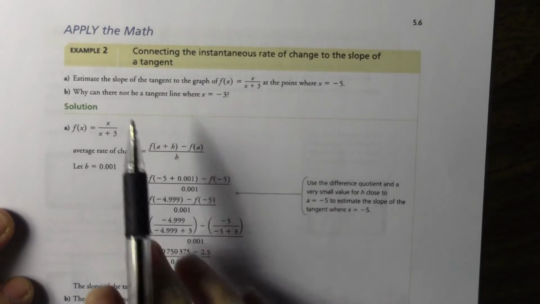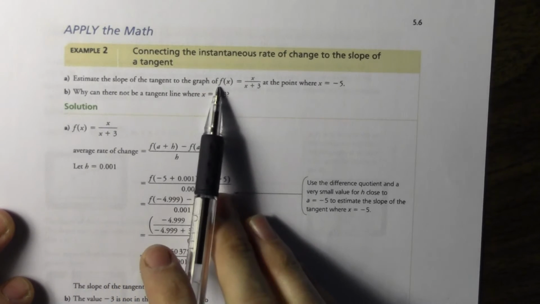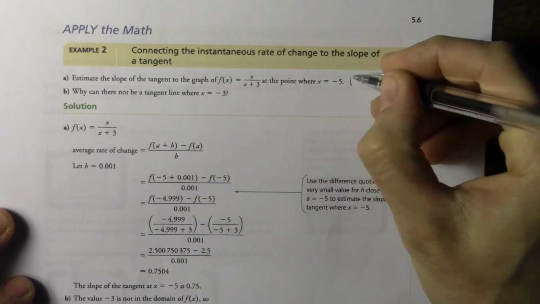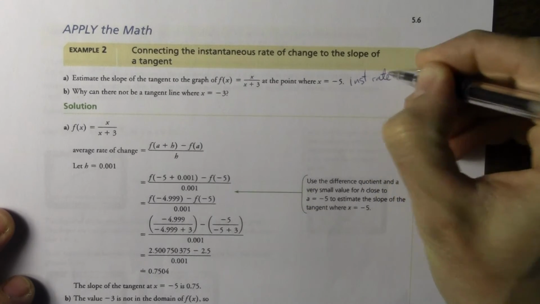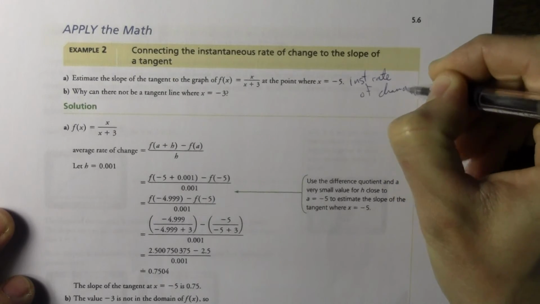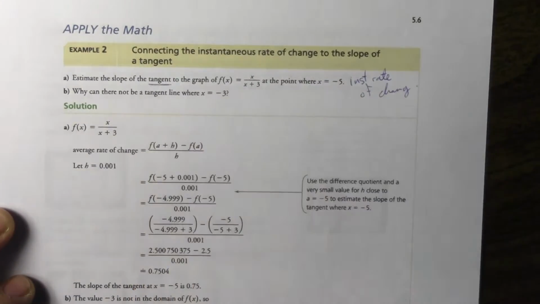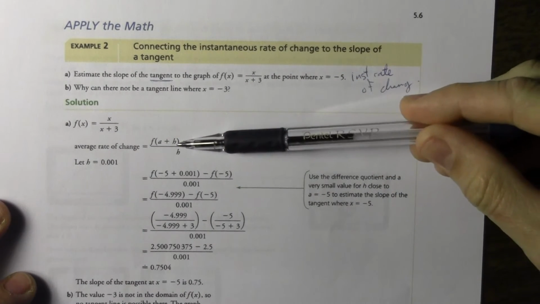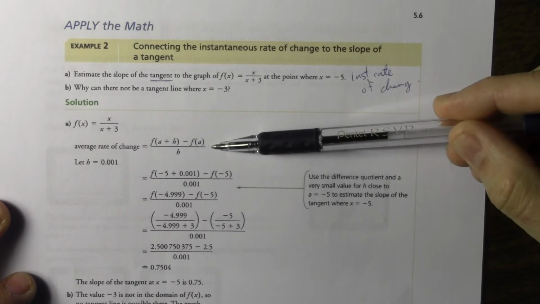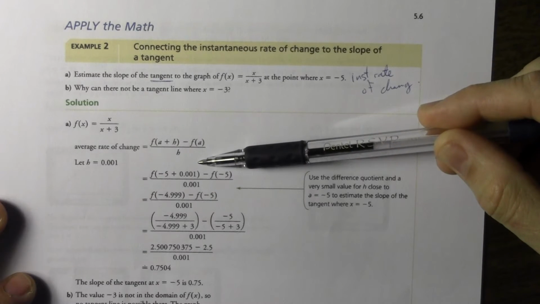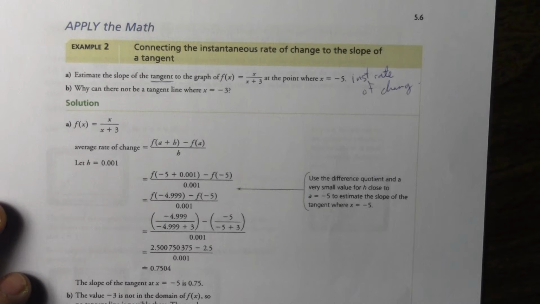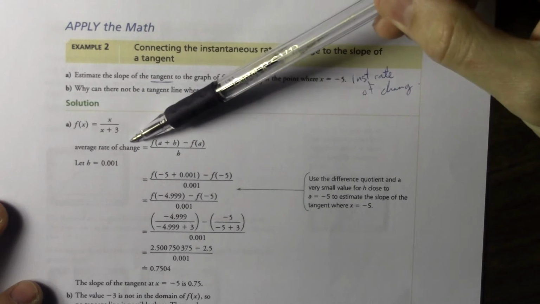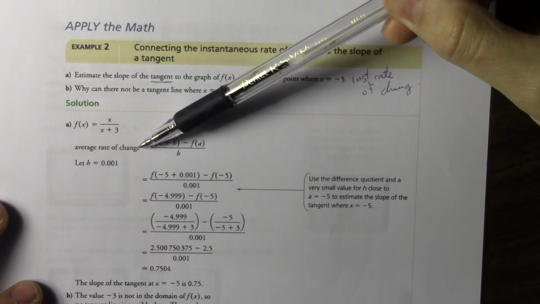That's all the same stuff. Example 2. Estimate the slope of the tangent to the graph of this at the point x equals -5. So this is instantaneous rate of change, right? Because we're talking about the slope of the tangent. So what do we use? The difference quotient. Here it is, f at a plus h minus f at a all over h. I'm not sure why they keep labeling this as the average rate of change. It should be the instantaneous rate of change.